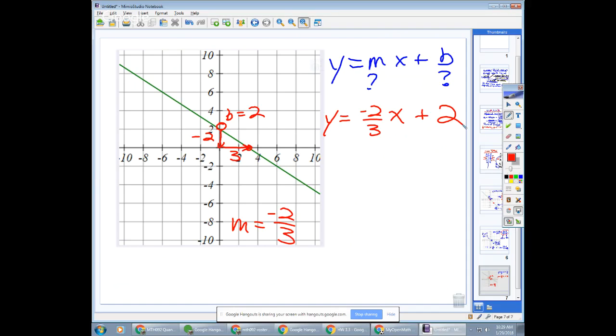Anybody else agree? Got a couple of nods. So that doesn't mean we're right because we agree. So here's where we're going to test it. The point I was thinking about picking was this one right here. That looks like the point 6, negative 2. So what I want you to do is plug 6 in for x and see if our equation gives us the right y value.